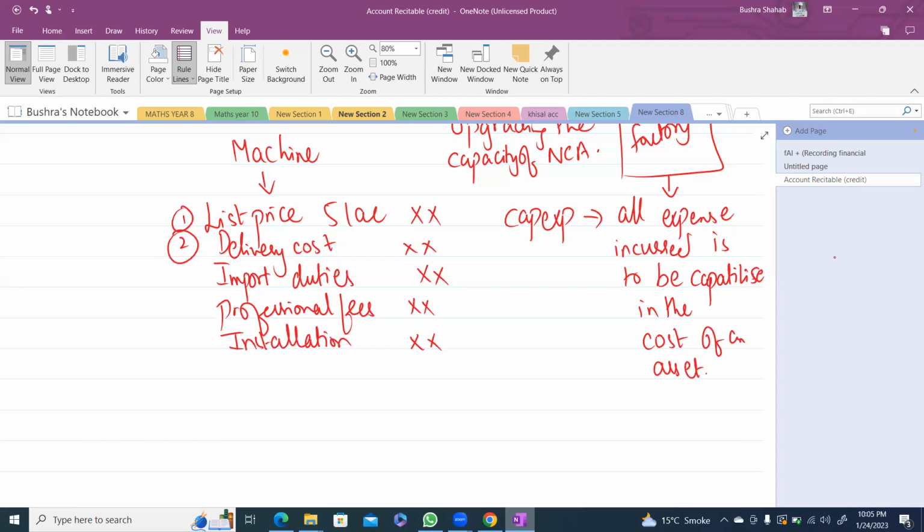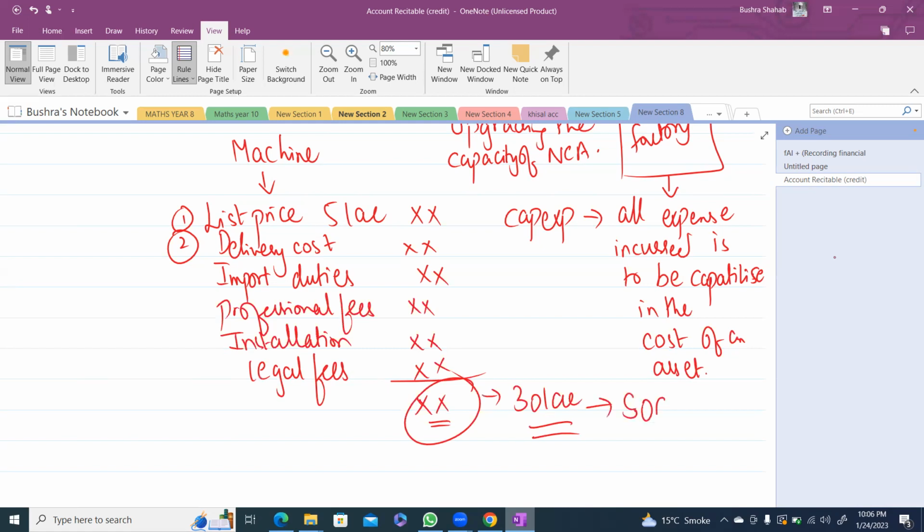And there are many. In your course, you only have this one. Legal fees is also one of it. If you are buying a property, you might need to pay legal fees. So the final value that you are getting, for example, is 30 lakh. This 30 lakh is to be recorded in the statement of financial position as the cost of an asset. You won't write only this 5 lakh. You will write the total expense incurred in bringing the machine to the factory. Once you start using it, all the expenses incurred after that are revenue expenditure.